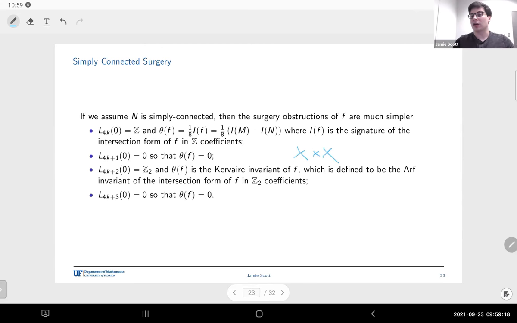And then we have that our 4k plus two dimensional L groups, those are Z mod two, and the surgery obstruction of a given F is the Kervaire invariant of F. And this is defined to be the Arf invariant of the intersection form of F in Z2 coefficients. Okay. And like I said, there's a product formula.